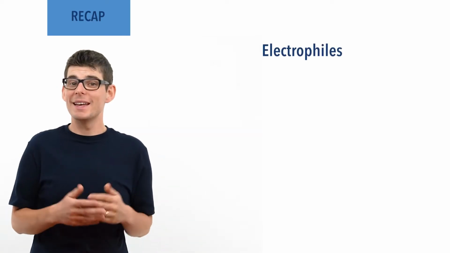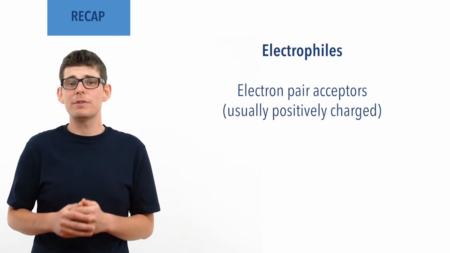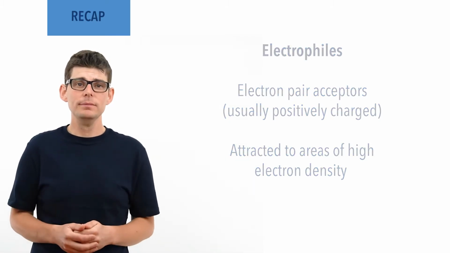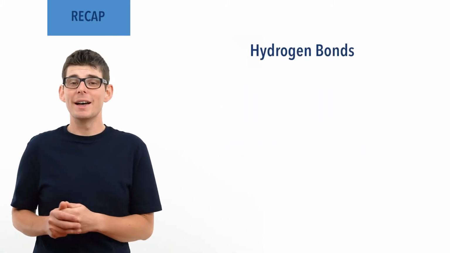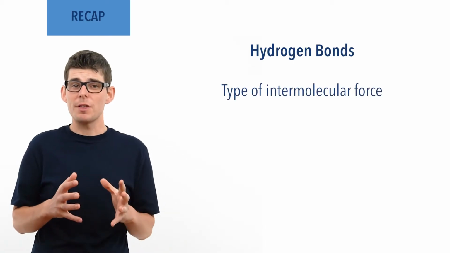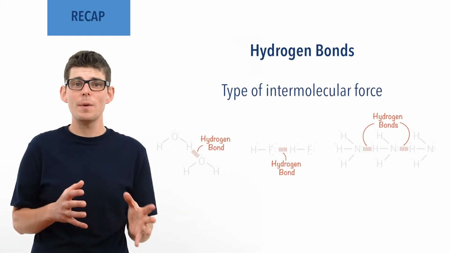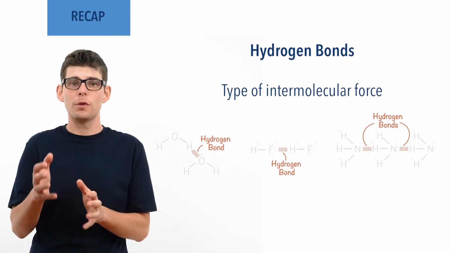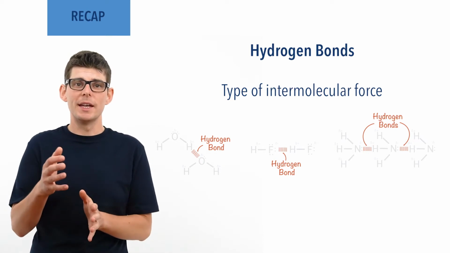Electrophiles are electron pair acceptors. They're usually positively charged and are attracted to areas of high electron density. Hydrogen bonds are intermolecular forces that can arise between hydrogen atoms in an OH, NH, or FH bond with an oxygen, nitrogen, or fluorine atom from another OH, NH, or FH bond.